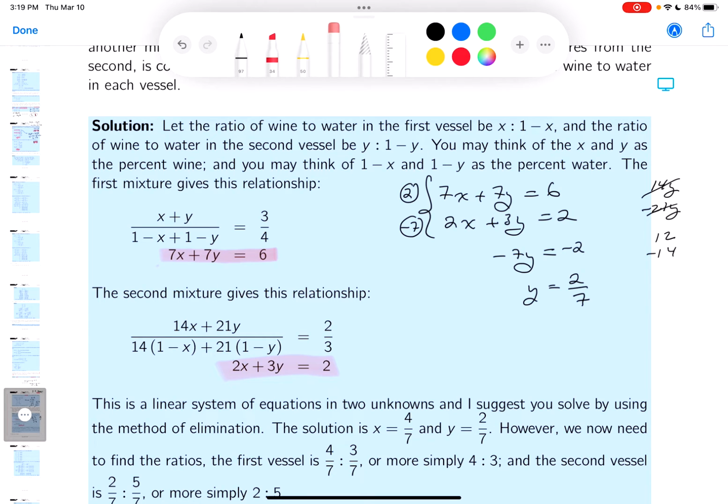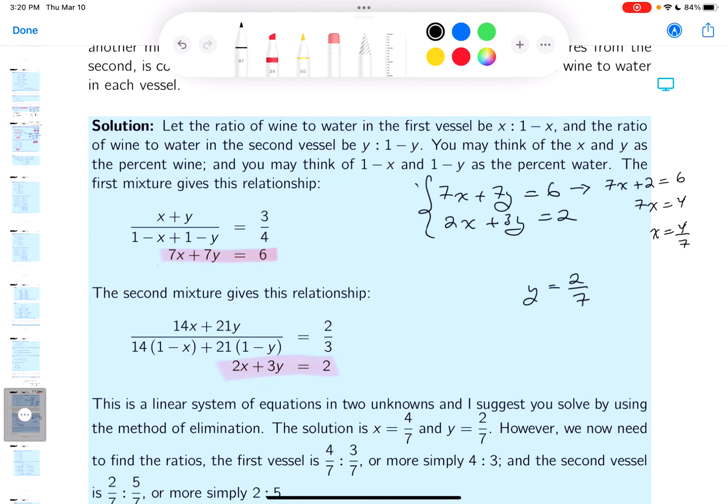Get my eraser out. I'm going to erase this. I don't need this anymore. I'm just going to get rid of a distraction. What I need is x, though. How am I going to do that? I'm going to pop it into the first equation, because it looks easier to me. 7x plus 2, right? And that would give you 6. So 7x would give you 4. X would be 4/7.